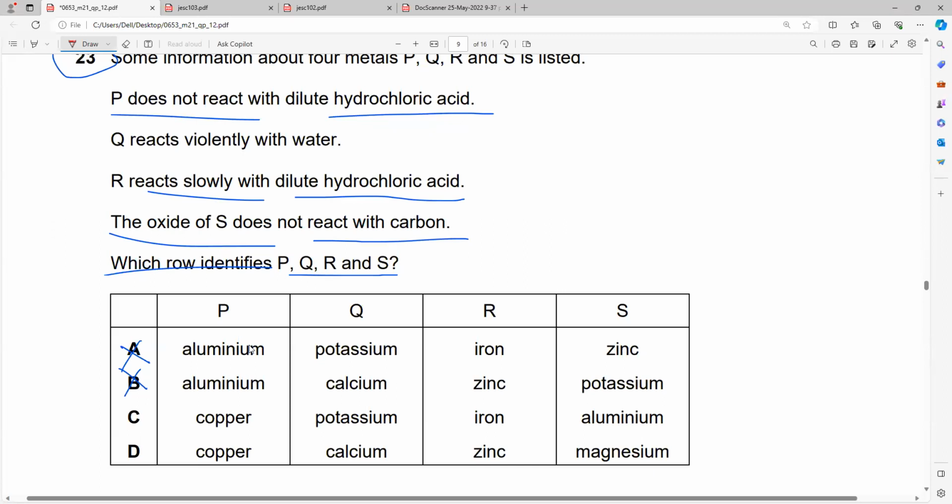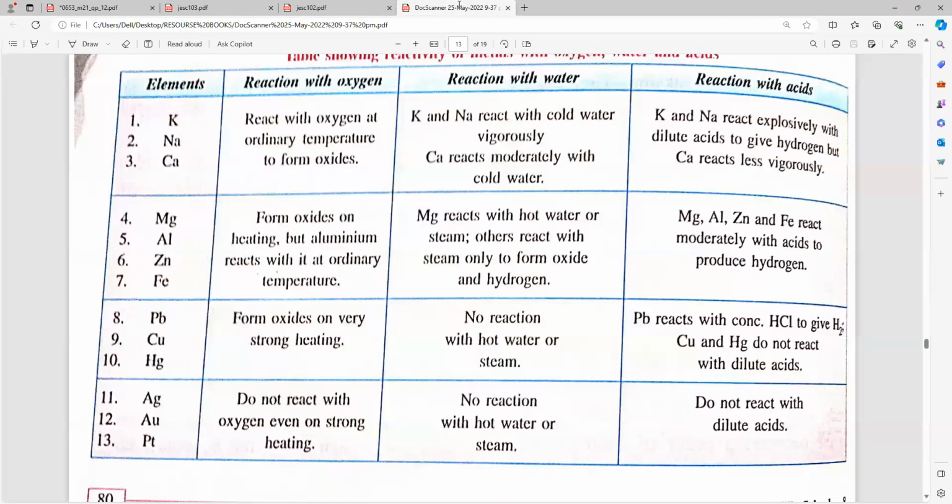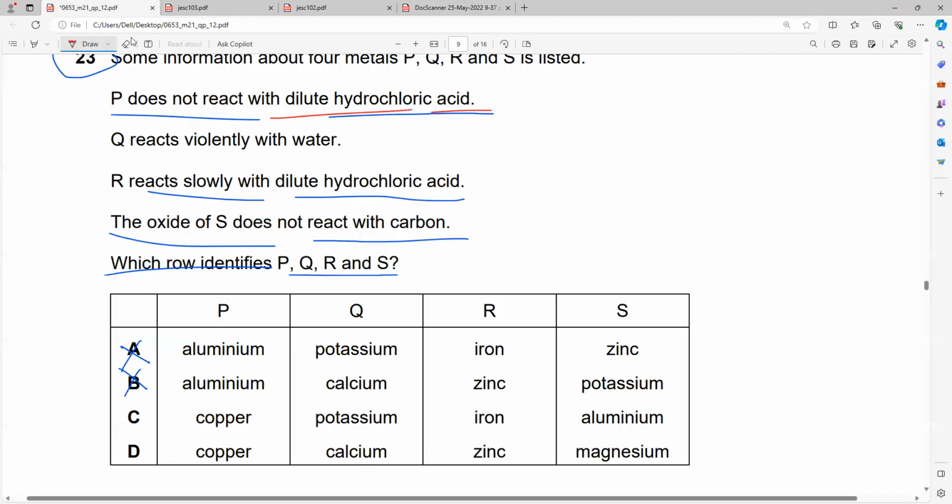Okay guys, understand the way I am solving MCQs efficiently, so that you get the maximum marks. Now options A and B I avoided, because I know P does not react with dilute hydrochloric acid, meaning definitely it will be copper only. Copper, mercury, silver, gold and platinum do not react with dilute acids. Next, Q reacts violently with water. Calcium cannot, only potassium. So option C is over.